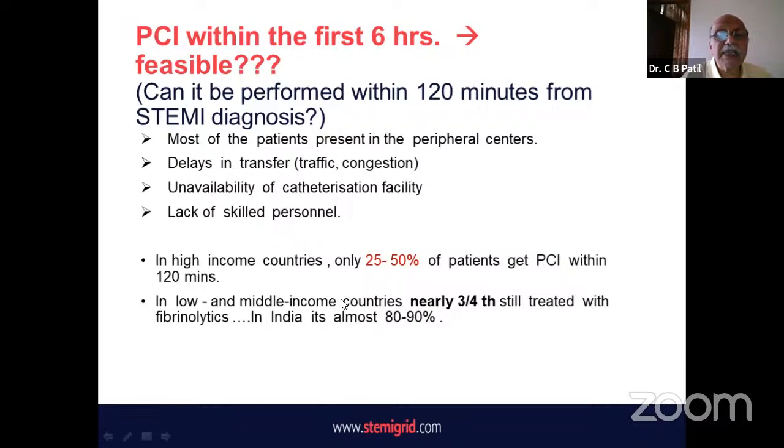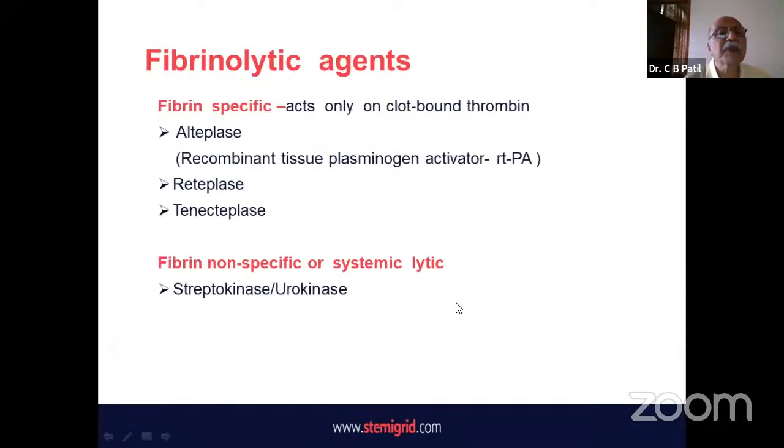In low and middle-income countries, nearly three-fourths are still treated with fibrinolytics. In India, it's almost 80 to 90%. So, what are the fibrin-specific agents? They act only on clot-bound thrombin. They are alteplase, a recombinant tissue plasminogen activator, reteplase, and tenecteplase. These two are bolus agents. Alteplase should be given as an infusion over 90 minutes.